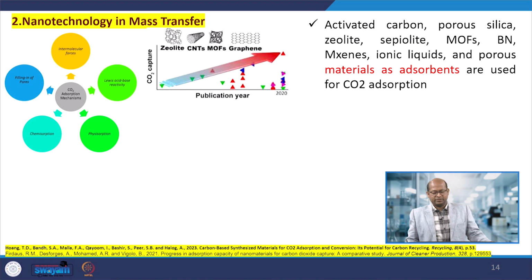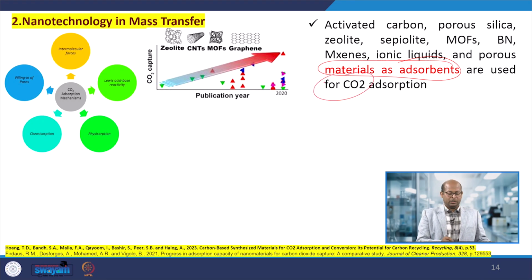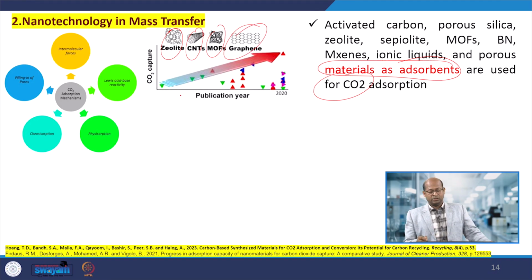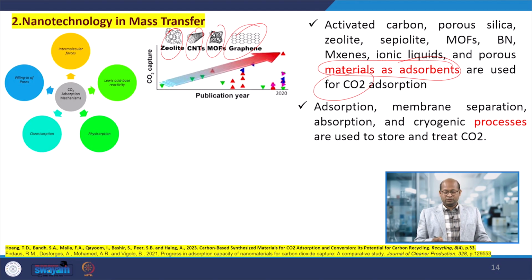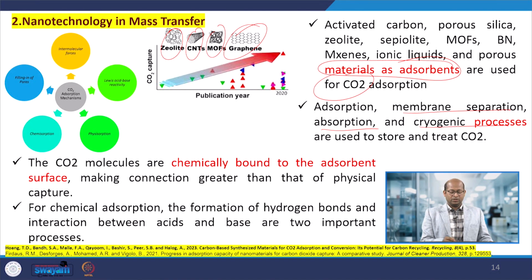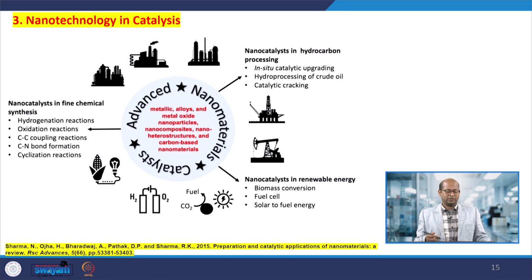Another one is mass transfer. So, many nanomaterials we can prepare and use, that is zeolite, CNT, MOF, graphene. So, we can use them for CO2 absorption. By many ways, membrane separation, absorption, cryogenic process, we can separate them out. Once we use that nanomaterial with a particular specific fluid, then the absorption capability will improve. If you want to separate out CO2 from a gas mixture, then by using this type of nanomaterials, the performance of that mass transfer operation will improve. So later we will discuss more details.